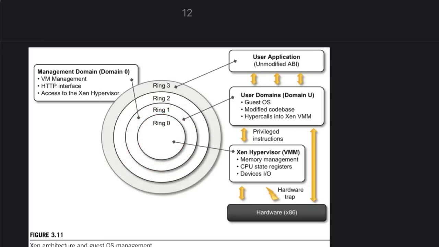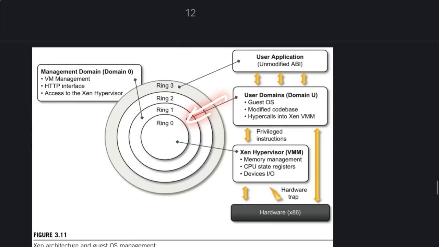Then in domain U, we have user domains. User domains represent the unprivileged virtual machines which are running on top of the Xen hypervisor. Each guest operating system will run in its own user domain. These domains will not have direct access to the hardware. Instead, they make use of the Xen hypervisor through a virtualized interface, and they must make hypercalls to communicate, or if they require any resources, they can make use of the hypercalls here.